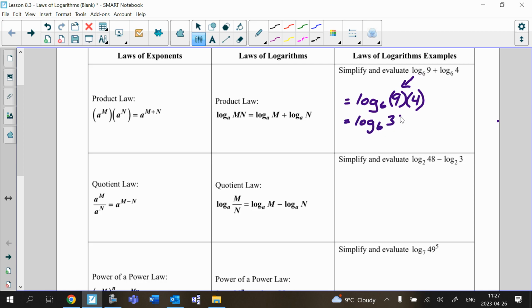Now remember how to evaluate a log. Think of it as an exponent. If we're trying to figure out log base 6 of 36, we're asking ourselves, 6 to the what equals 36? 2. So notice when we put those together by the log laws, by multiplying, we could evaluate it in our head.